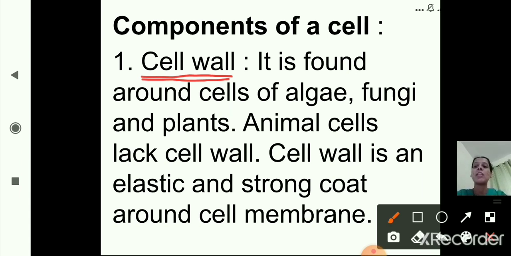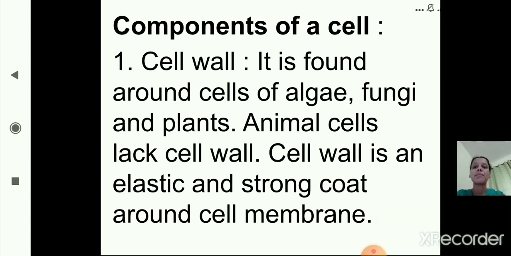Now, cell wall is an elastic and strong coat around the cell membrane. Cell wall is present around the cell membrane. Yes, we have seen this in plant cell, because in animal cells cell wall is absent.